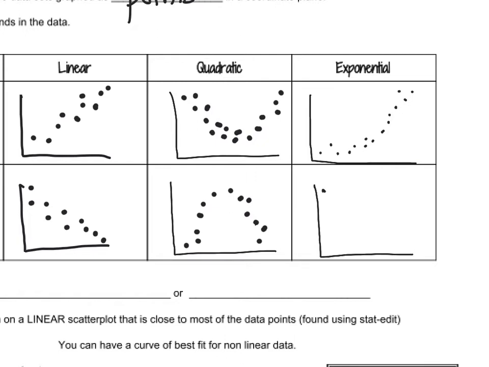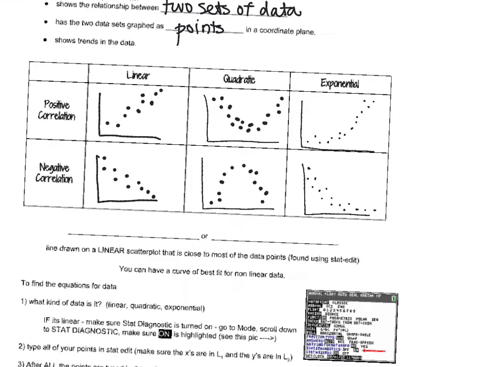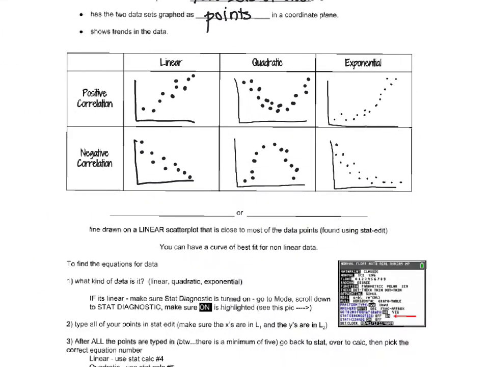Negative exponential correlation is going to be doing the opposite. It's going to be going down. And again, it's going to start off kind of curvy and then almost look flat there, whereas positive starts off flat and then goes up. So your biggest thing today is to decide what kind of correlation you have.